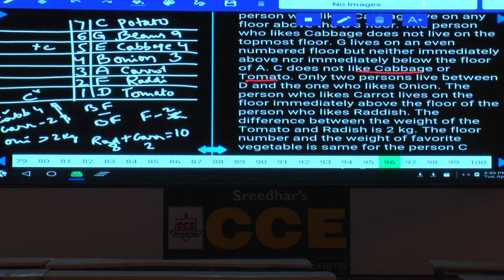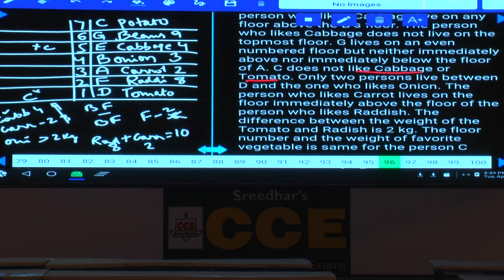Now coming to the weights: cabbage is 4 kgs, carrot is 2 kgs, and radish is 8 kgs. Now we are left with two more. The difference between the weight of the tomato and radish is 2 kgs, hence 8 plus 2 is 10, or 6. It is 6 or 10, since the weights are from 1 to 10.